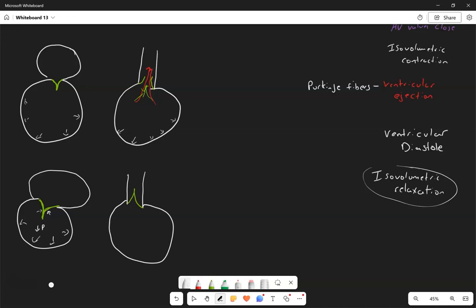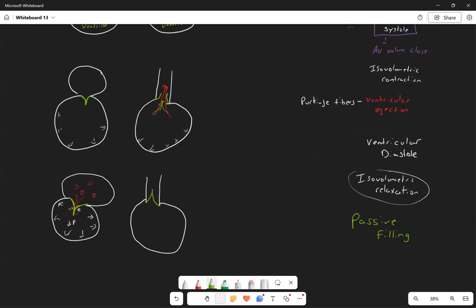Now, eventually the pressure will create a vacuum inside of that ventricle and pull that AV valve open. And when that AV valve opens, we have blood inside of here, so the blood will then flow through that valve. So that will lead to, can you guess? We're back to passive filling.